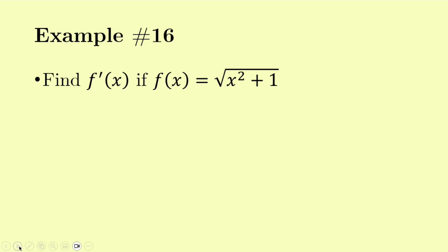Let's find the derivative of f of x if f of x is equal to square root of x squared plus 1. So, what are we going to do first? We will express square root of x squared plus 1 as a fractional exponent, which is x squared plus 1 raised to 1/2. And then, ang gagawin natin, we're going to treat the entire quantity as if it was a variable. What do you mean by that?